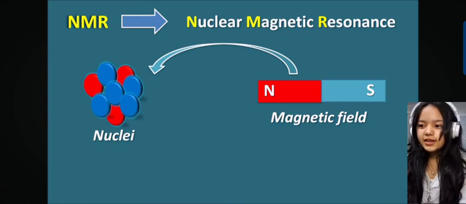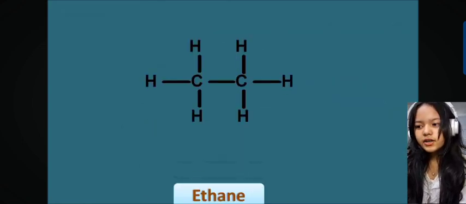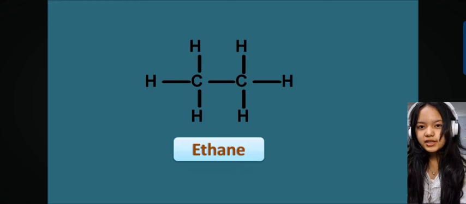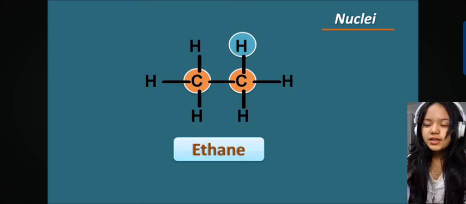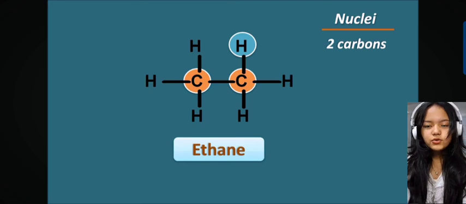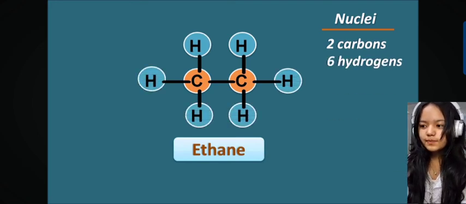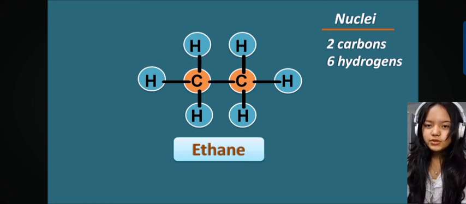Let us take ethane as an example. What are the nuclei present in ethane? We can observe two carbons which are equivalent, that is, they are attached in a similar way, and it also has another nucleus, that is hydrogen, and here all the hydrogens are equivalent because they are similarly attached. So ethane has two carbons and six hydrogens. These hydrogens can also be called protons. So it has two carbons and six protons.